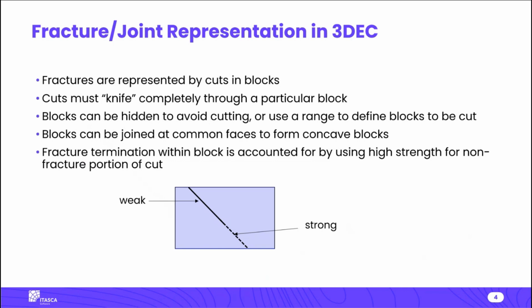Now, one thing to be aware of is that when you use the cutting logic in 3DEC, the cut must pass all the way through a block. The blocks have to end up being convex. So you can't have a joint that cuts partway through a block. However, it is possible to simulate this effect by just cutting all the way through a block and then assigning strong properties to part of it so that it can't slide or slip. In this way, you can create something that is like a joint that passes partway through a block.